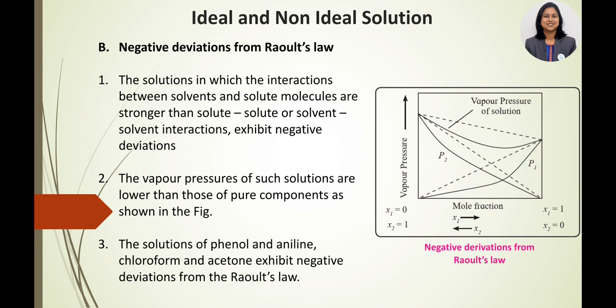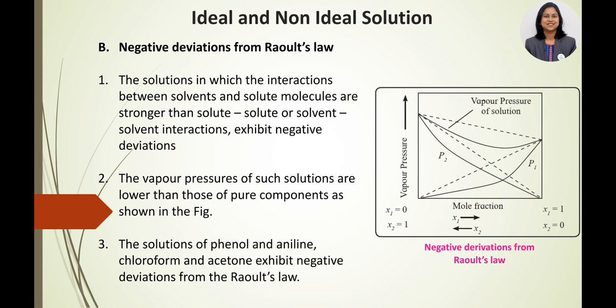So for P1 also negative deviation, for P2 also negative deviation, and the total vapor pressure of the solution also shows negative deviation. X-axis mole fraction, y-axis vapor pressure, and the values for x1 and x2, that is mole fractions, are also given in the diagram. The solutions of phenol and aniline, chloroform and acetone exhibit negative deviations from Raoult's law.